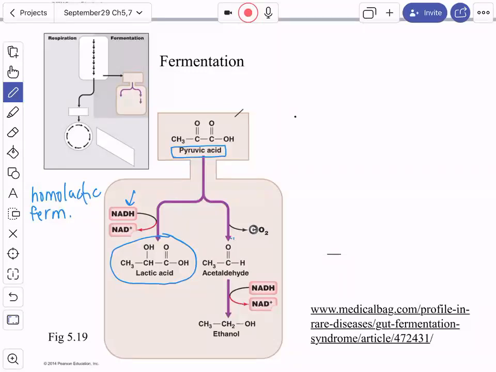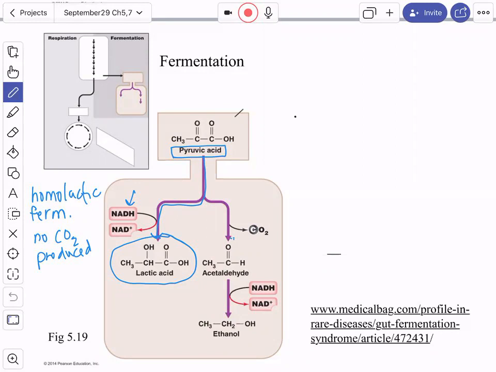This is an example of one fermentation pathway that organisms like Streptococcus use. It's the simplest one, and it's one of the only ones where no gas is produced. Interestingly enough, no CO2 is produced. And that's the pathway that we can do to some extent in our muscle cells.